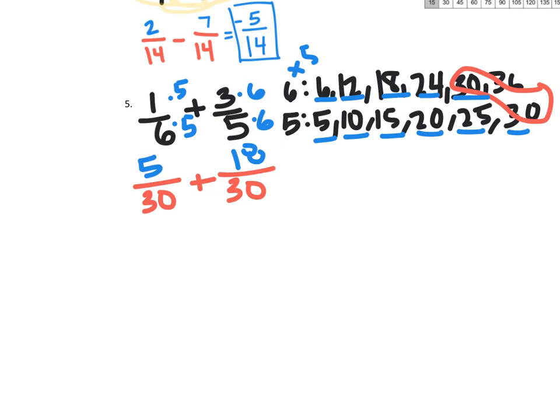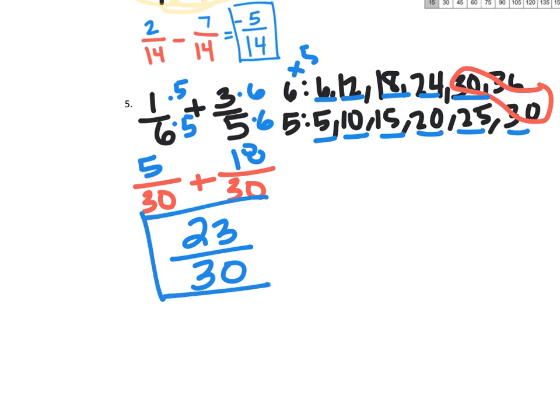So now I can add 5 and 18. So that's 18, 20, 21, 22, 23. So my answer is 23 over 30. Can I simplify that? No, 23 is a prime number. There you go.